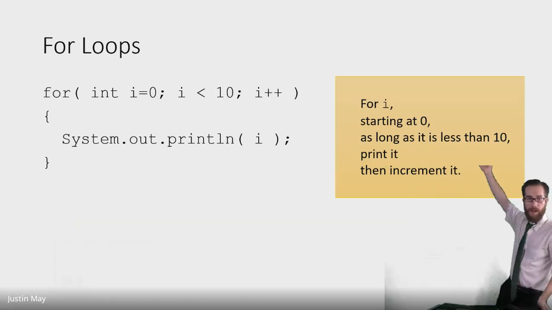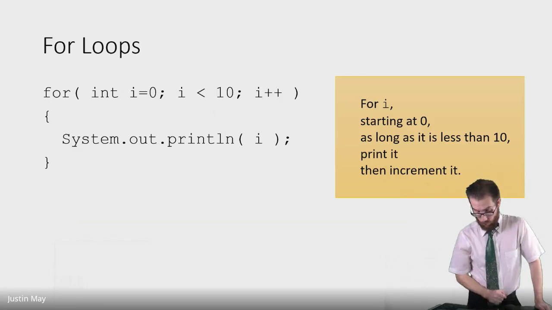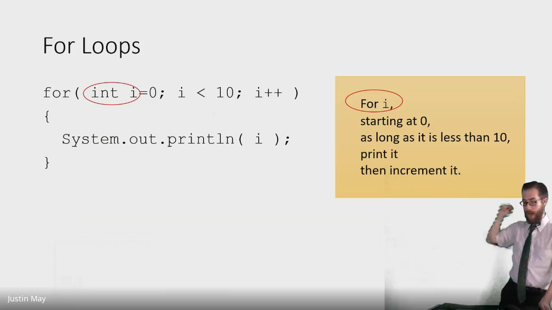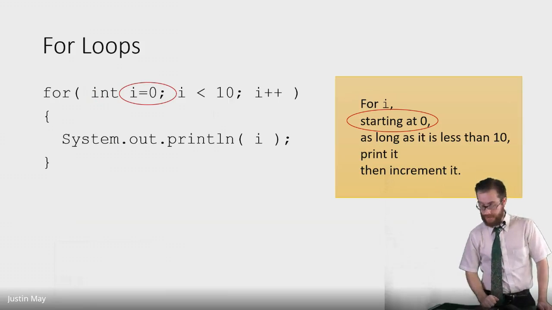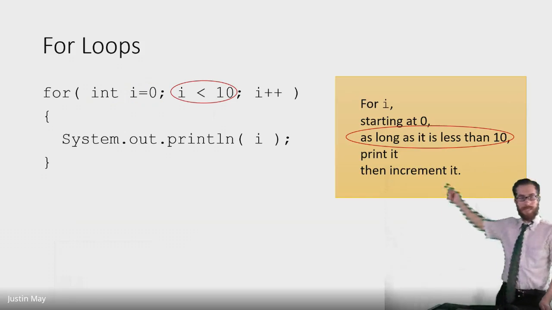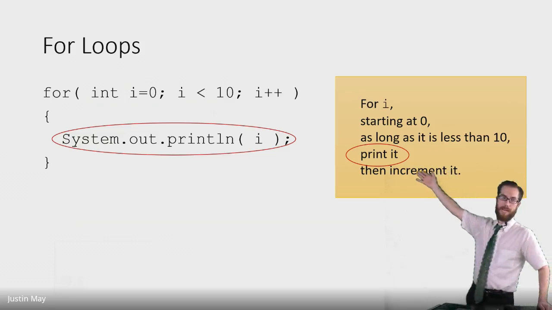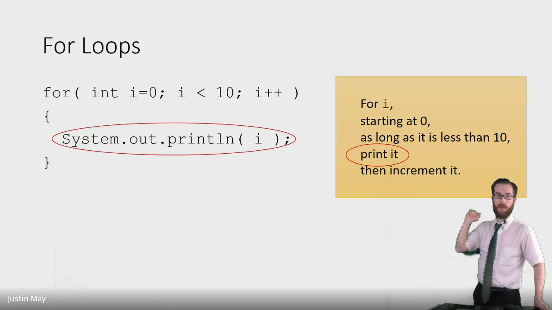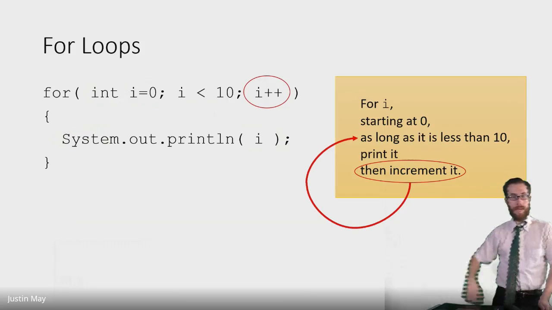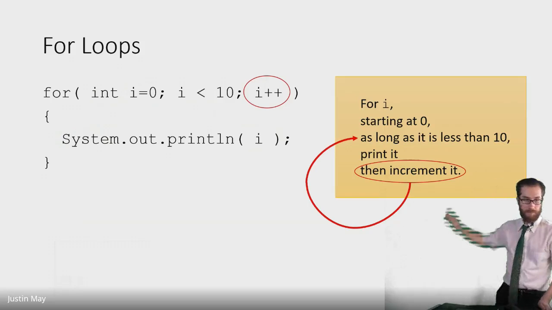And so you can see here, I've written down kind of what the for loop does. So this is how you can read it. For i, we're declaring a variable called i. Starting at 0, we assign it the initial value 0. As long as i is less than 10, then we're going to print the value of i. In normal code, we would probably do something more complex here, but in our example, we're just printing the value of i. And then we increment i, and then we check our condition again: is i less than 10?